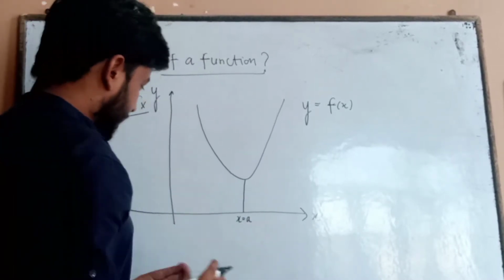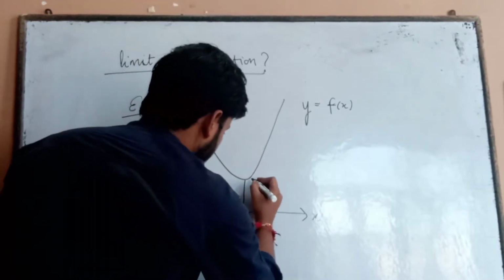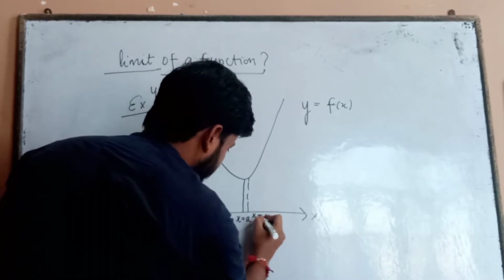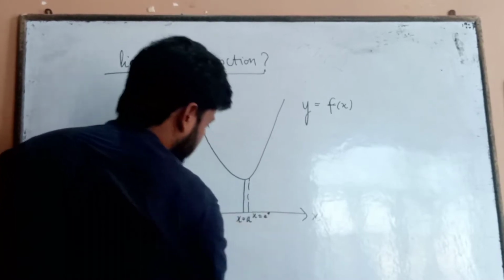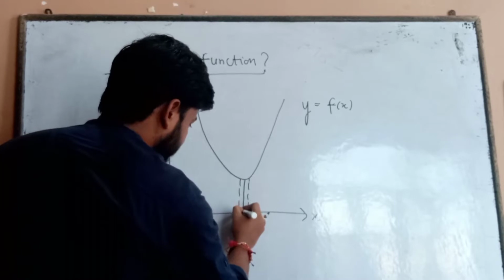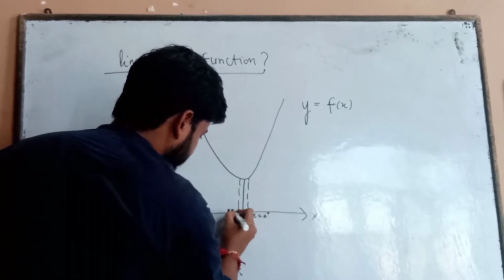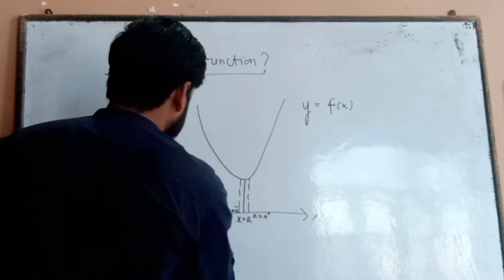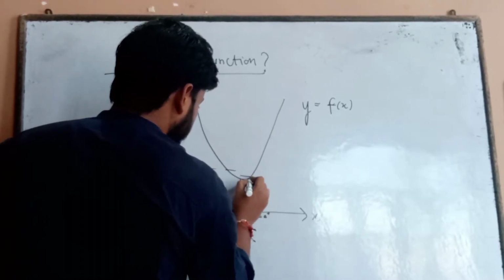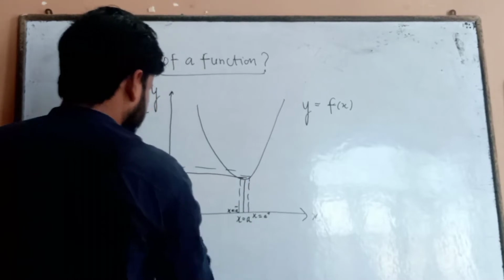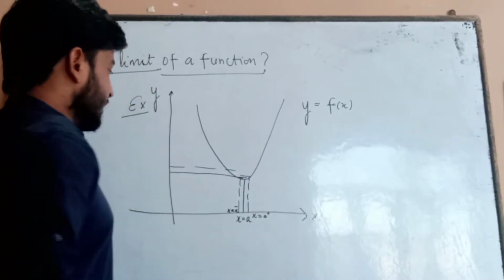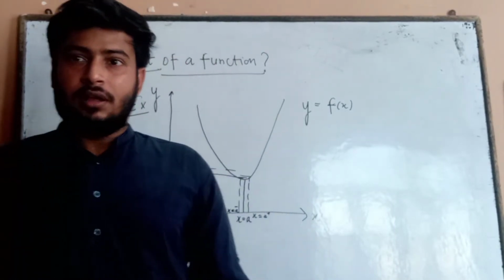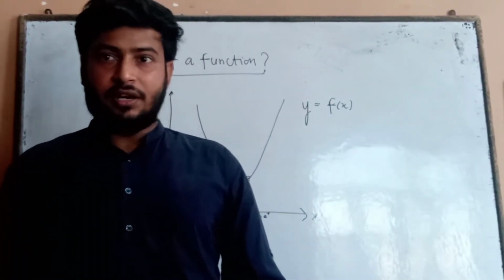So we check the value of the function at x equal to a plus and x equal to a minus. If the value of the function at x equal to a plus and x equal to a minus does not change, then the limit exists. If the value of the function changes, then the limit does not exist.